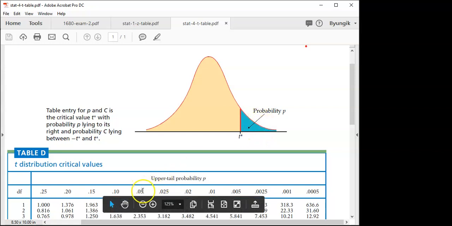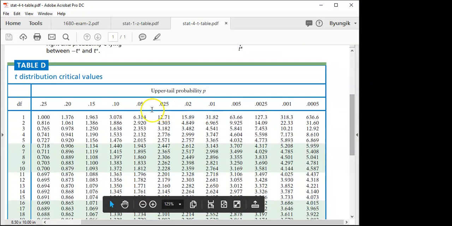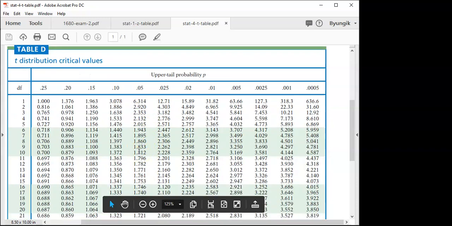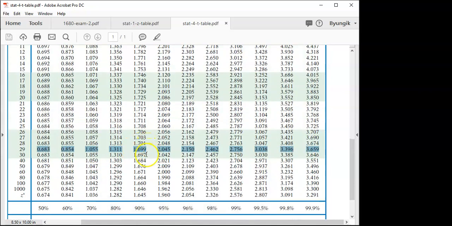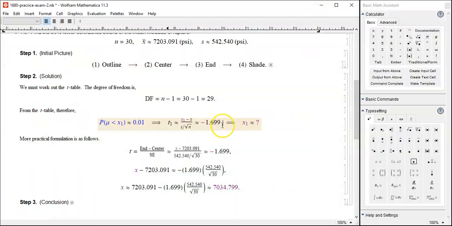So we have to look at this column here where I'm running my mouse. 5%, 0.05. And let's go down a little bit toward 29. And what do you have? 1.699. That is my t-statistic. 1.699. But then again, what is this negative?